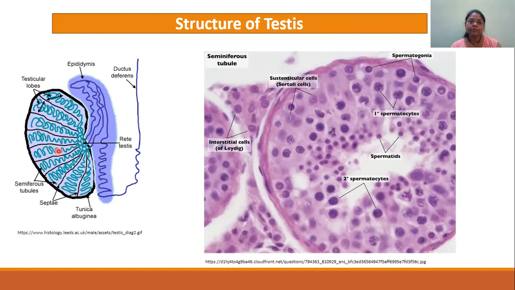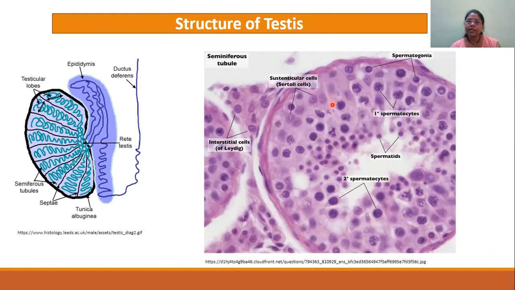Okay, so in this case we are mainly going to deal with the TS of the seminiferous tubules, because these seminiferous tubules contain the Leydig cells as well as the Sertoli cells. So this is the section, TS, of the seminiferous tubules. Here different stages of spermatogenesis are shown, because in the seminiferous tubules only sperm formation takes place. These are spermatogonia, these are primary spermatocytes, then these are secondary spermatocytes, and these are spermatids.